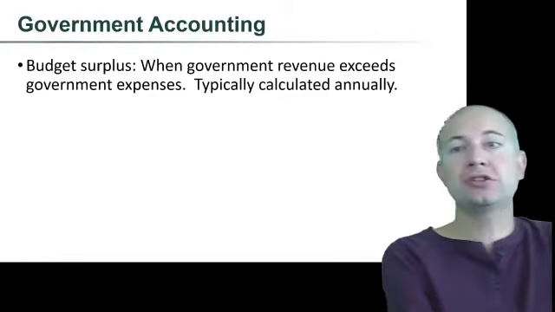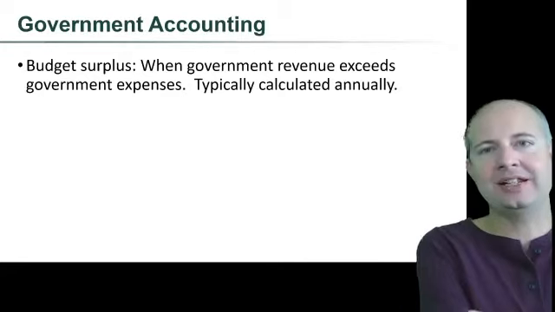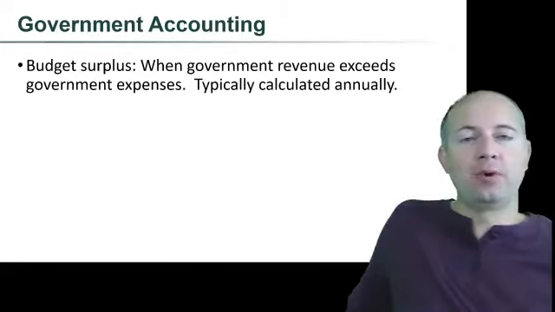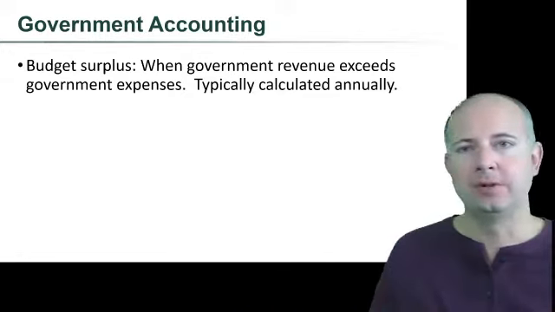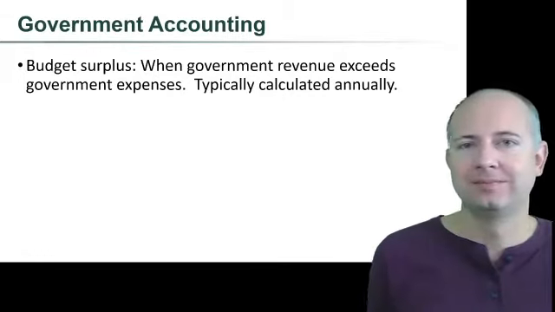So a budget surplus is when government revenue exceeds government expenses, typically calculated annually. So if you end the year with more money than you started with, so you made $50,000 in your job and only spent $40,000, you had a surplus last year.